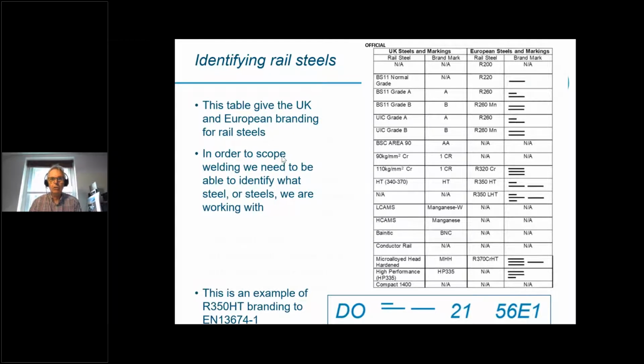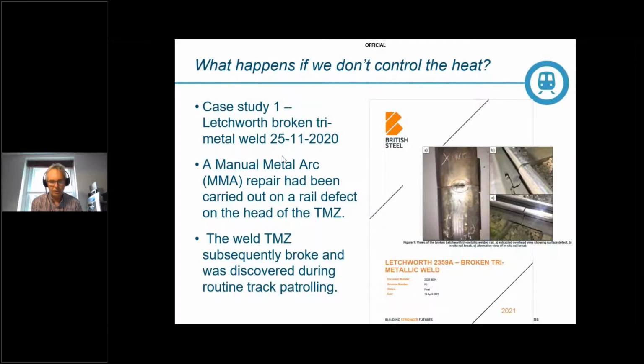So let's have a little look at the consequences of not controlling the heat when we do work. This is a report prepared by British Steel to support an investigation into a broken trimetallic weld that was discovered during basic visual inspection at Letchworth. So let's explore the report and see how we can apply what we've learned so far.